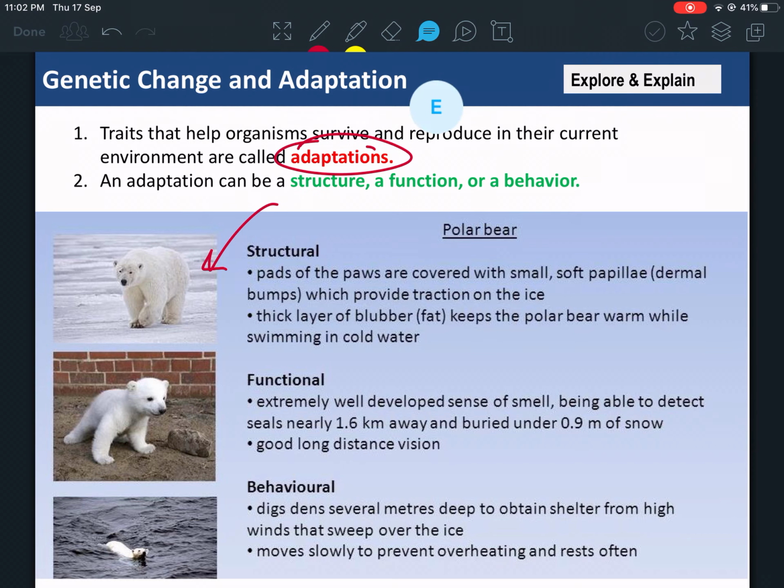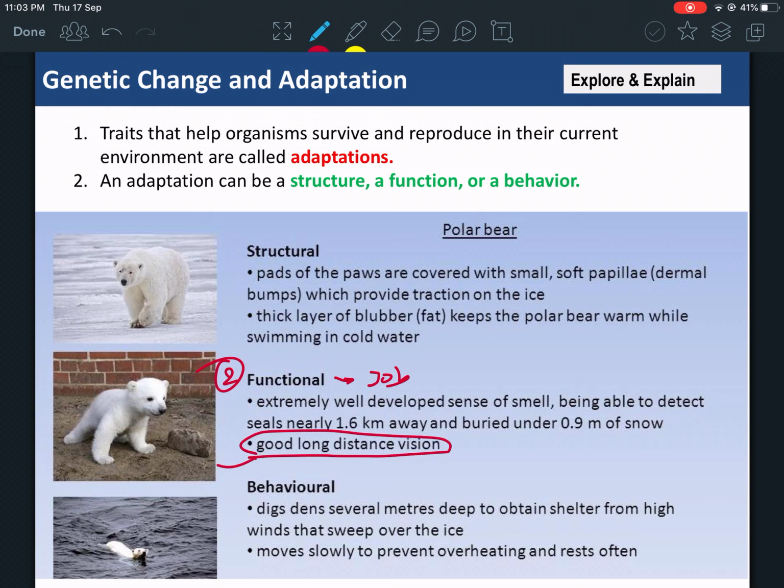So the second type of adaptation would be functional. Functional has to do with the job; function means the job or how something functions. For example, the eyesight of the polar bear has changed over time, and now the polar bear has good long distance vision. That doesn't mean the shape of the eyes has changed, only their function, only their job.